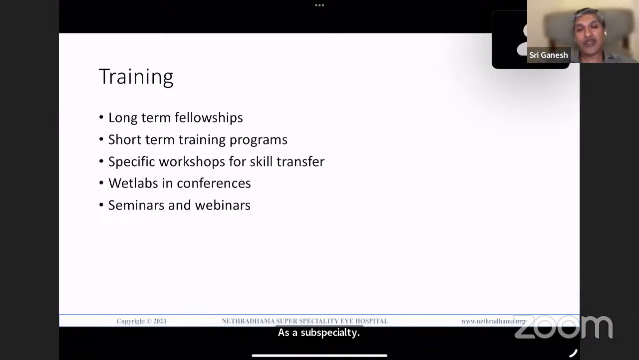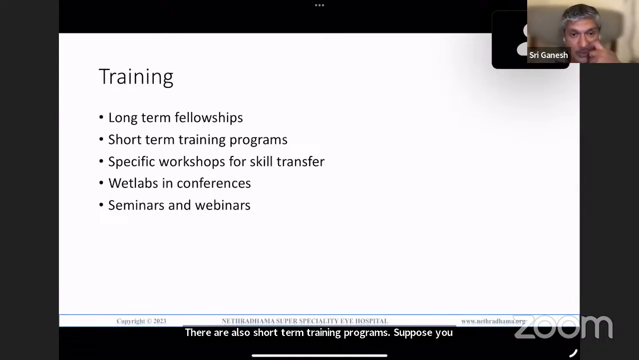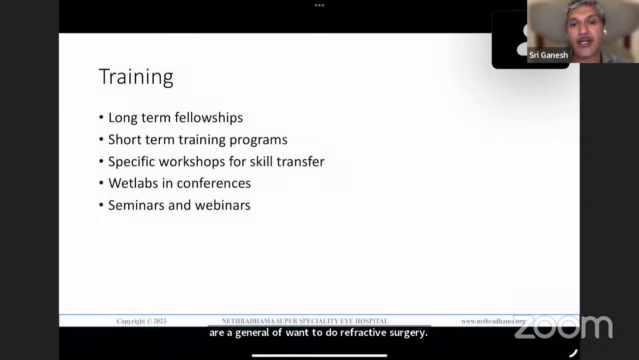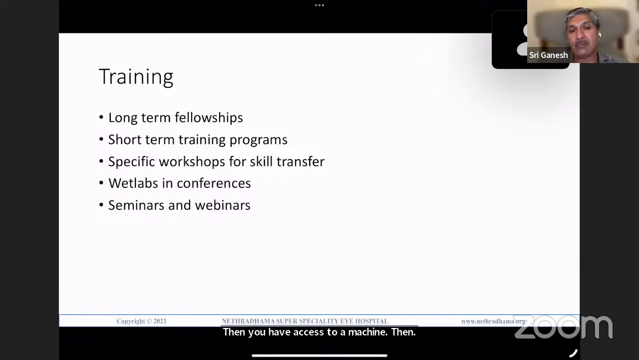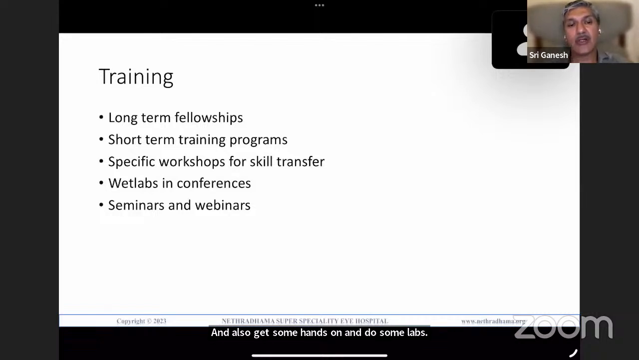There are also short-term training programs. Suppose you're a general ophthalmologist but want to do refractive surgery, then you have access to a machine. Then the short-term training programs, which can range anywhere from a week to a month, where you can learn everything about evaluation of a patient, reading a topography, choosing the refractive procedure for the patient, and also get some hands-on and do some wet labs.